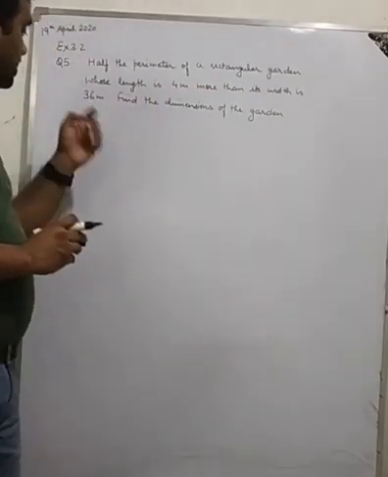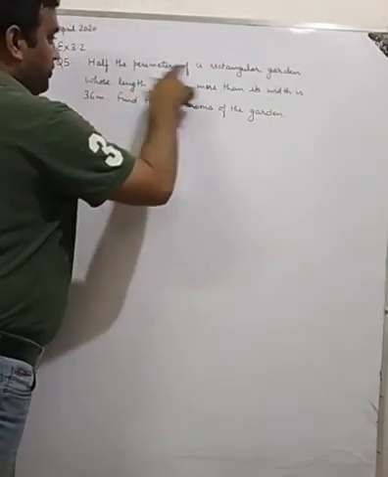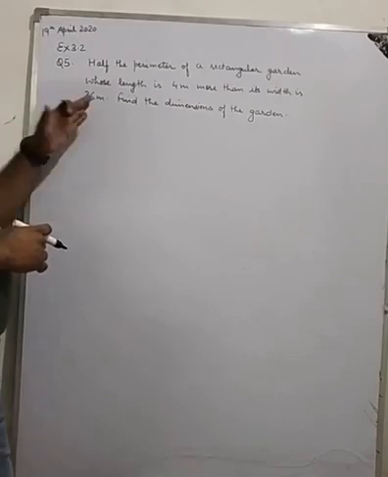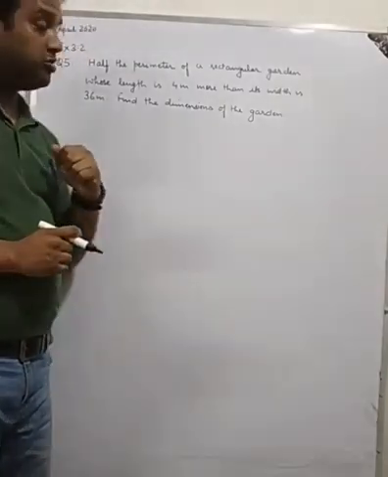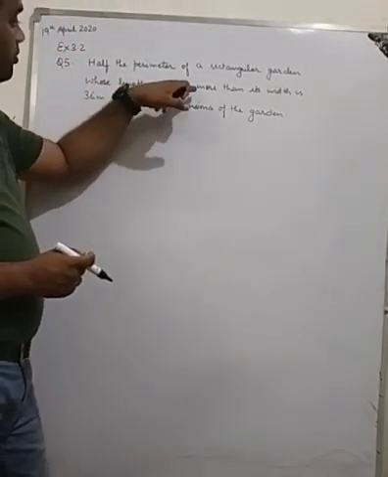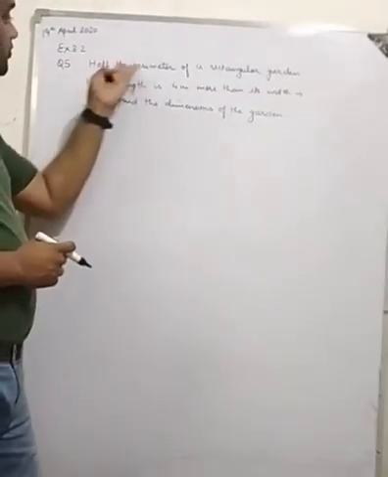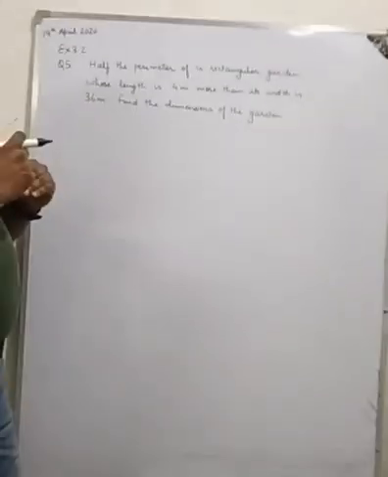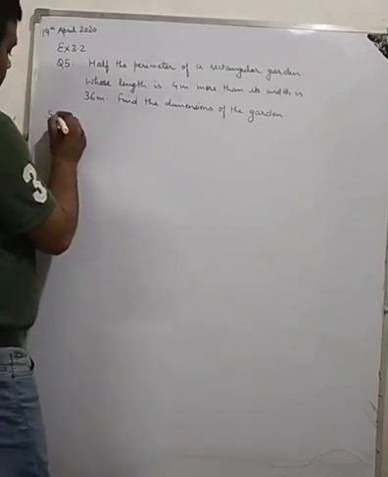width is 36. Here in this first sentence, in fact, two informations are hidden. The first information is length of this rectangular garden is 4 meter more than its width. First information. And half the perimeter of this rectangular garden is 36. So, two informations are hidden. So, we will write the solution.